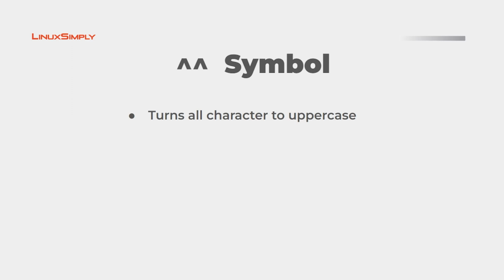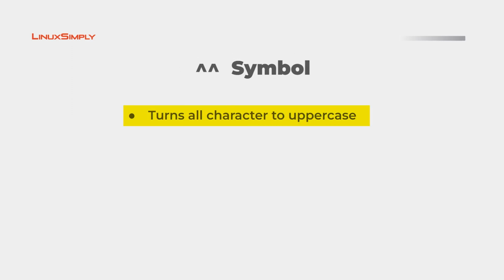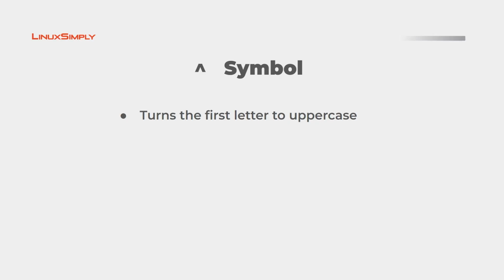Next comes the double caret symbol. It has a very simple function, that is, it converts all characters to uppercase, just like the upper function in Python and some other programming languages. This symbol converts all characters or letters to uppercase irrespective of what the user has provided in the input. I will demonstrate it later in the terminal. An alternative version of the double caret symbol is the single caret symbol. Using this symbol, you can convert the first character of a string to uppercase.